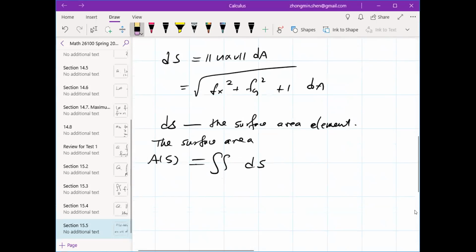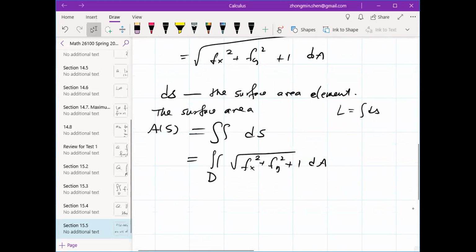Arc length, like L, is the integral of ds. Now this is capital S, this is about a surface. Then this can be translated, changed to the double integral over D, if you know the surface is given by a function. So this is how we get the formula.